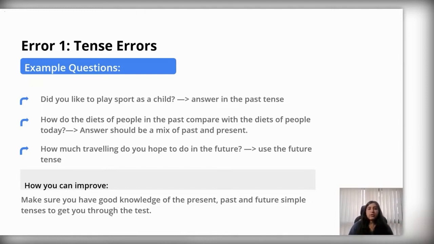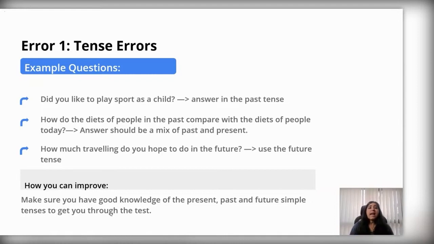Okay. So if you're answering and you say, yeah, I like to play sport, I play sport all the time, your answer will be kind of wrong because you're speaking in the present tense. But the examiner asked, when you were a child, did you like to play sport? So you need to answer in the past, say, as a child, you need to rephrase it as well.